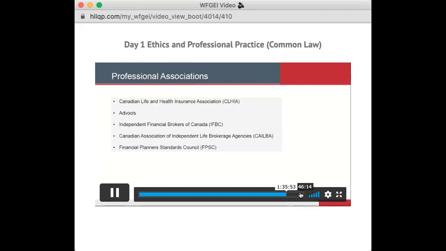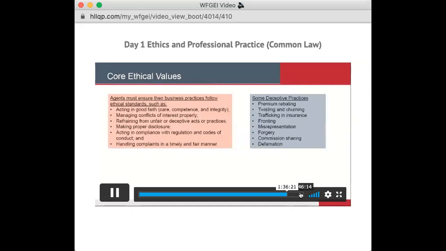And if you're a CFP, then you should be a member of the Financial Planning Standards Council. And this is a regulator basically for the CFP, the Certified Financial Planner designation. So these are all organizations that all have rules and regulations, codes of ethics, things of that nature. Again, to create some kind of a standard, and the consumer will have faith in our industry in knowing that it is a well-regulated industry.